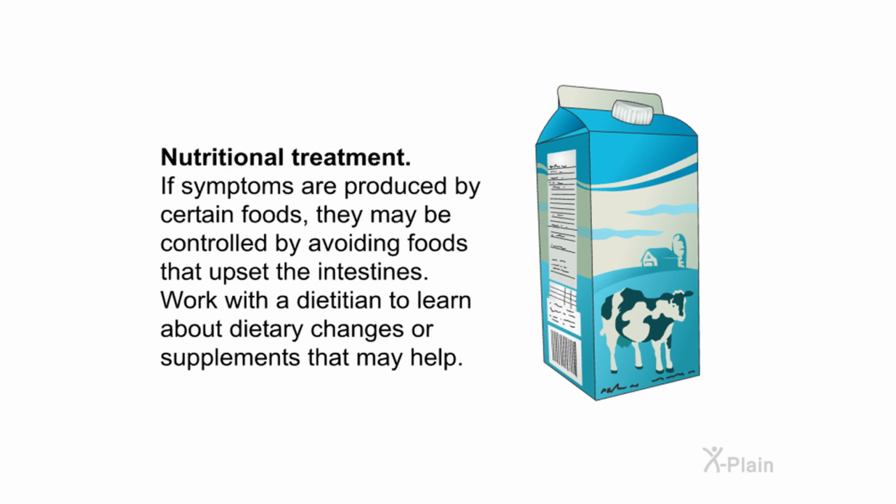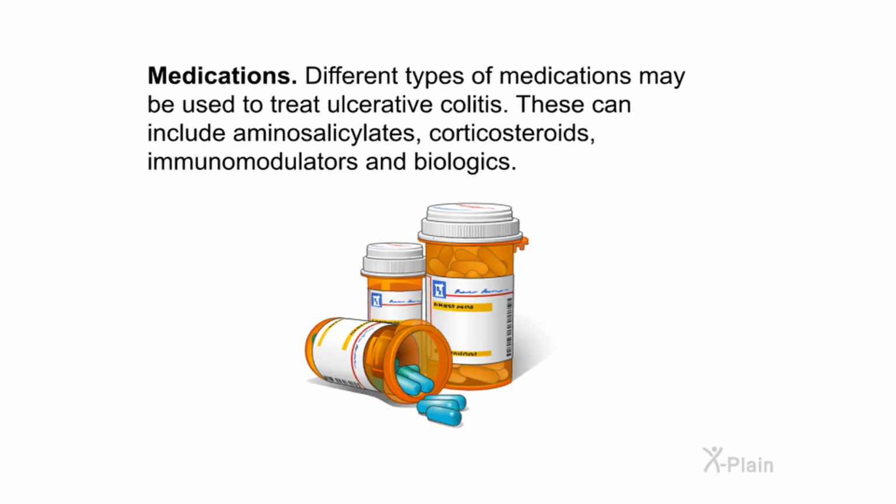Nutritional treatment. If symptoms are produced by certain foods, they may be controlled by avoiding foods that upset the intestines. Work with a dietitian to learn about dietary changes or supplements that may help. Medications. Different types of medications may be used to treat ulcerative colitis. These can include aminosalicylates, corticosteroids, immunomodulators, and biologics.